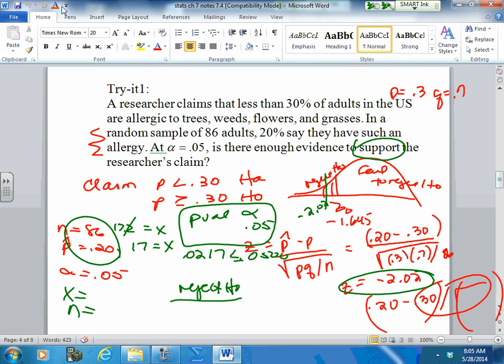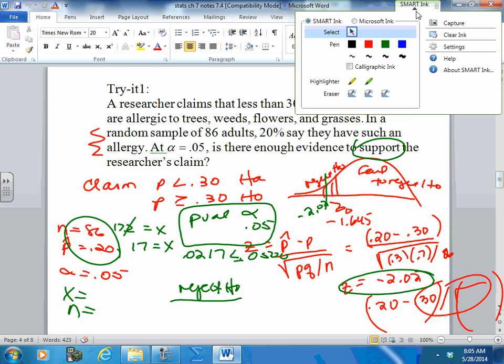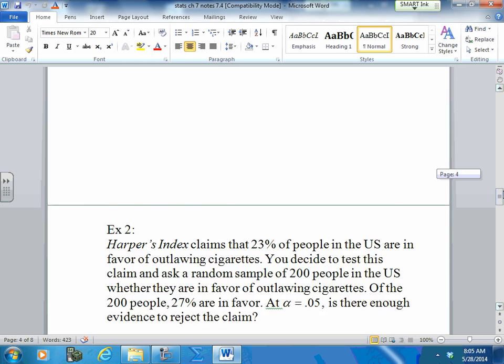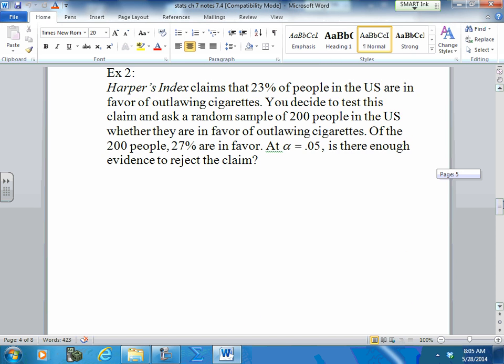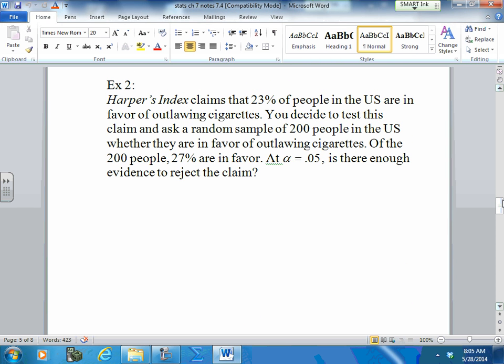Okay, let's try another one. I'm not going to do the right-hand one. I want to do an equal one. Okay, here's an equal one. Page 376. The right-hand one works the same as the left-hand one. Works the same, but the two tails work a little bit different.